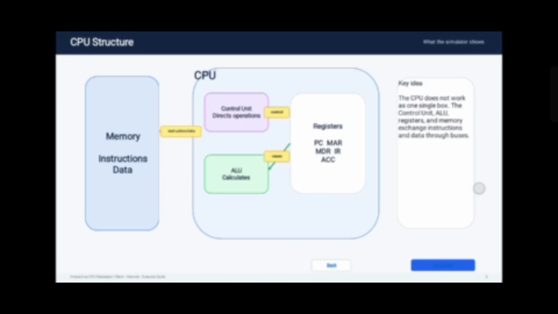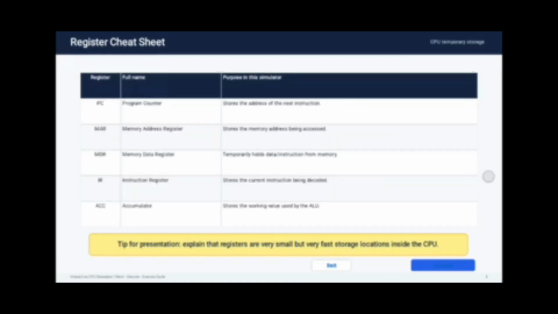The third component is the registers. Registers are small storage areas inside the CPU. They temporarily store data and instructions while the CPU is processing. In our simulator, we use several important registers. The PC or program counter stores the address of the next instruction.